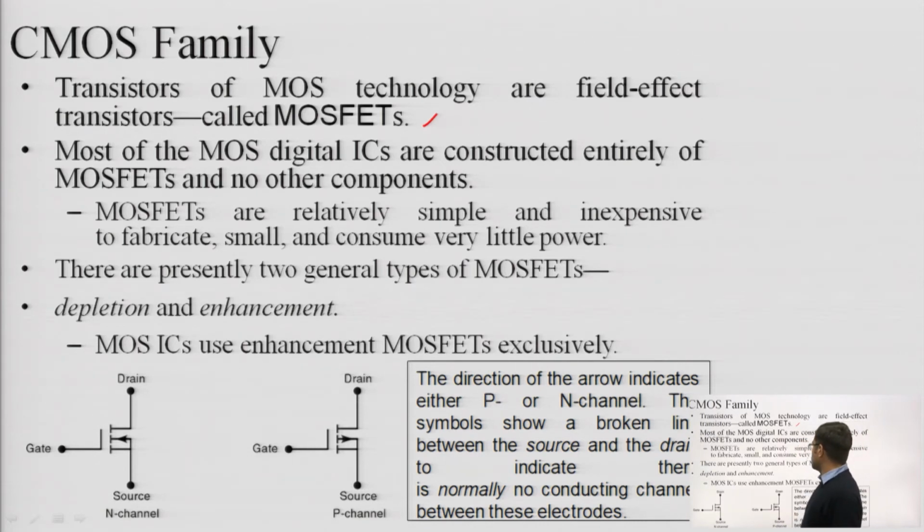So most of the MOS digital ICs are constructed entirely of MOSFETs, no other components, and MOSFETs are relatively simple and inexpensive to fabricate, small and consume very little power. So there are presently two types of MOSFET, depletion and enhancement, and we will be interested in the enhancement type MOSFET. Depletion type MOSFET we will not be using. And further, in enhancement type there will be PMOS and there will be NMOS.